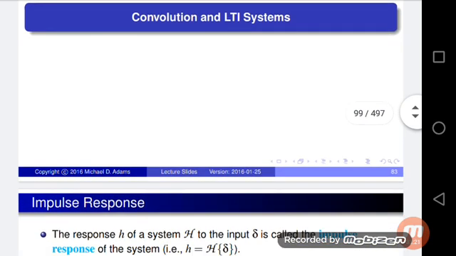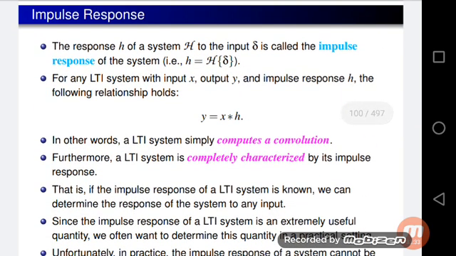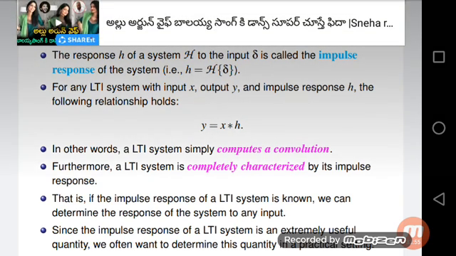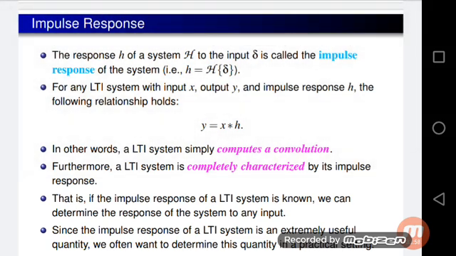Next is convolution and LTI systems. Next up is impulse response. The response h of a system H to the input delta is called the impulse response of the system H. The impulse response h equals H of delta.